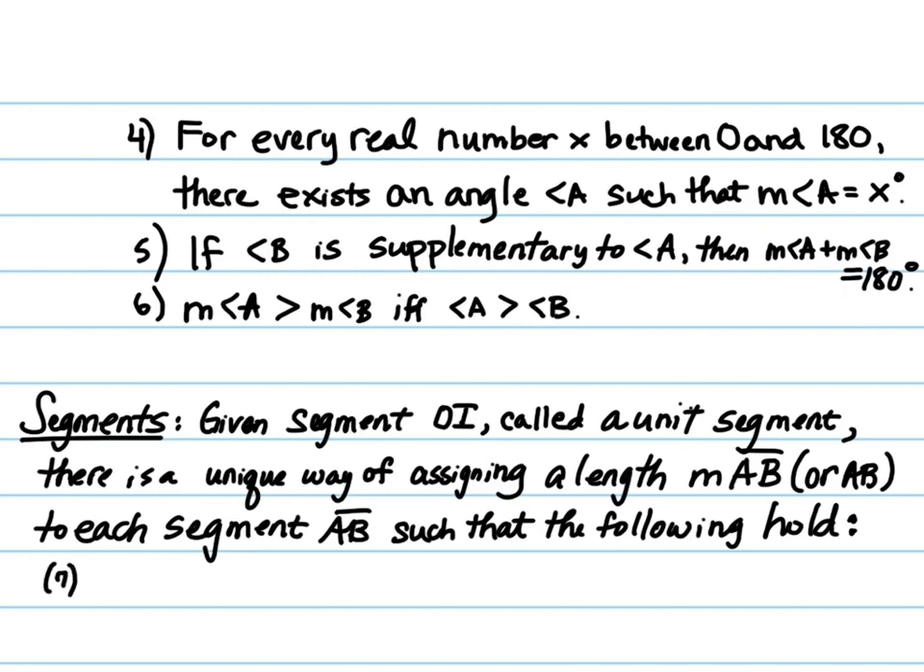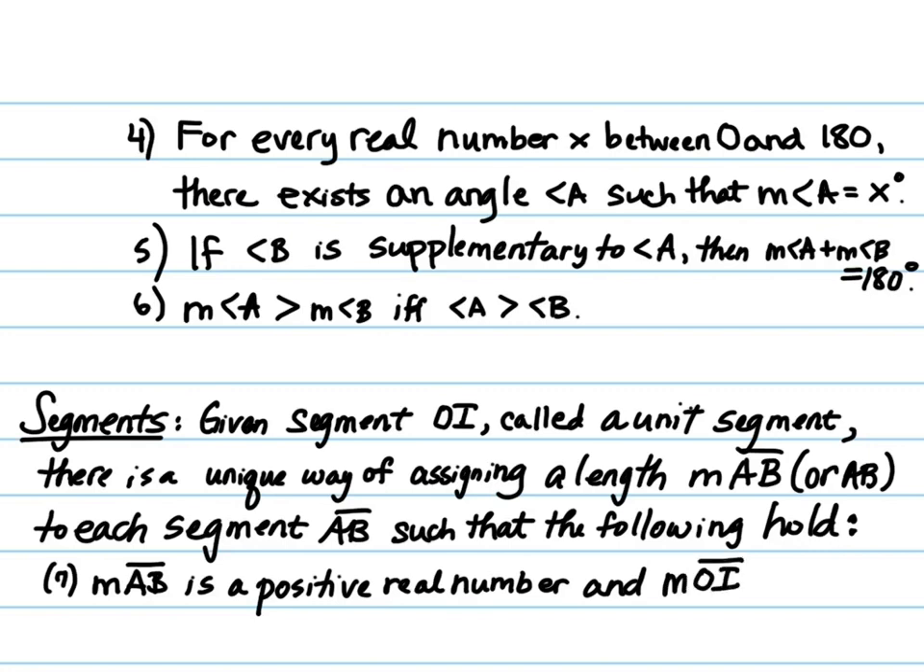So this is number 7 on our list, if we continue our list. The measure of AB is a positive real number. And that segment we talked about at the beginning, OI, is equal to 1. That's what we're meaning by unit segment, obviously. That's the number we assign to our unit segment.